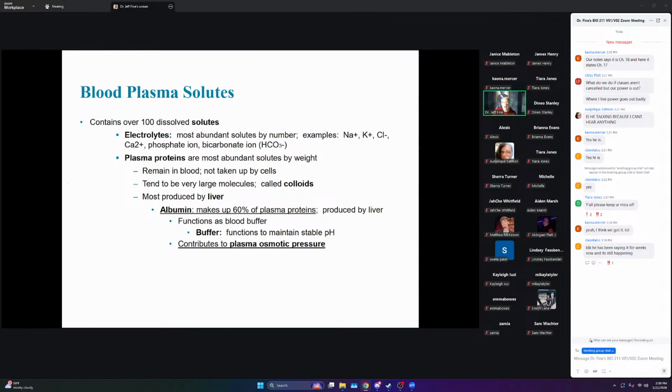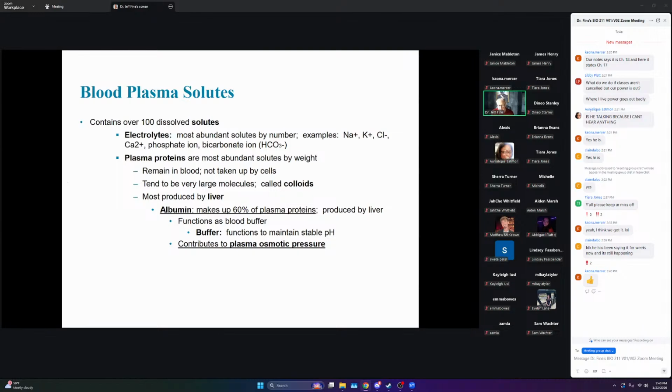Okay, and then we have proteins. They're by far the largest of the solutes. They do not enter into our cells, and the largest or the most frequently occurring plasma-borne protein is called albumin, and you can see that that's important to know for the exam. Albumin is about 60%, a little bit more than half of all of the plasma proteins, okay?